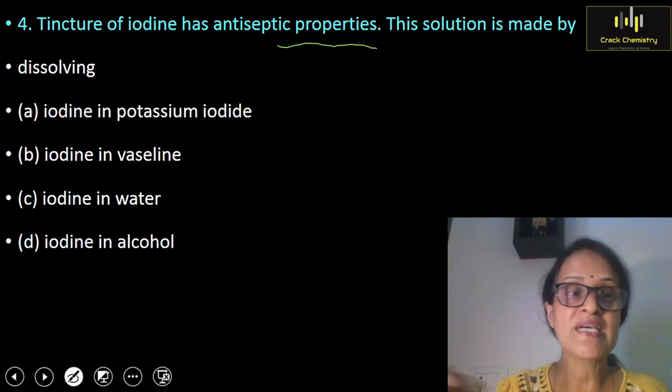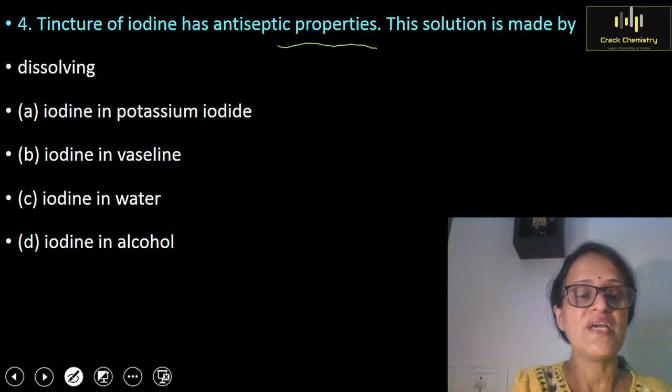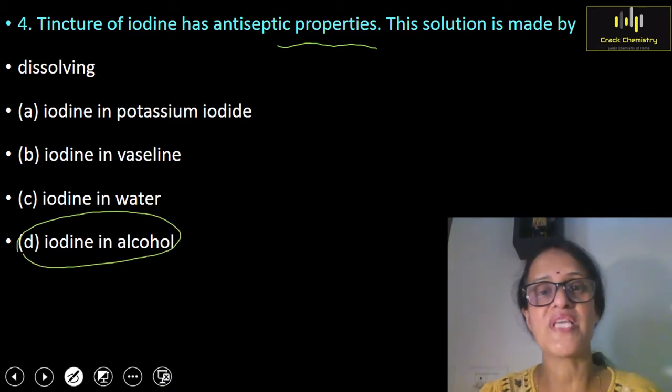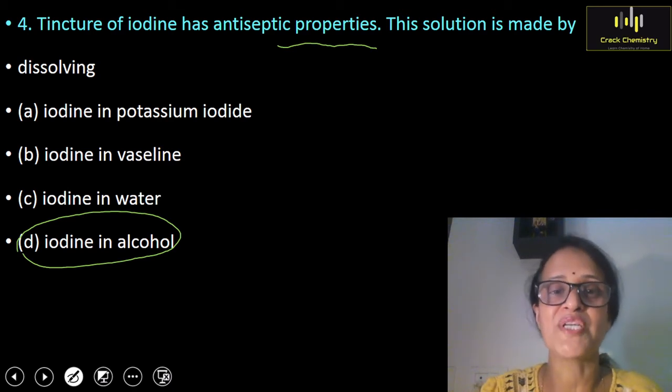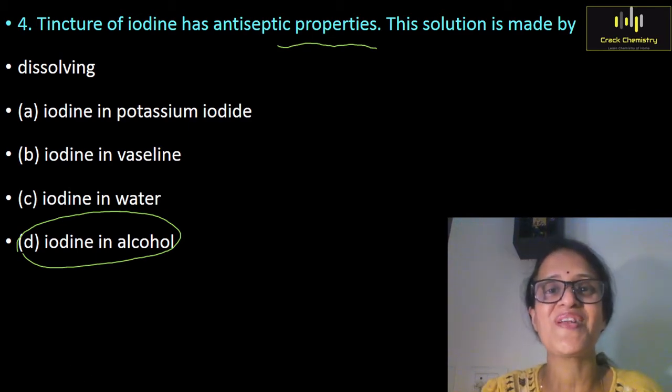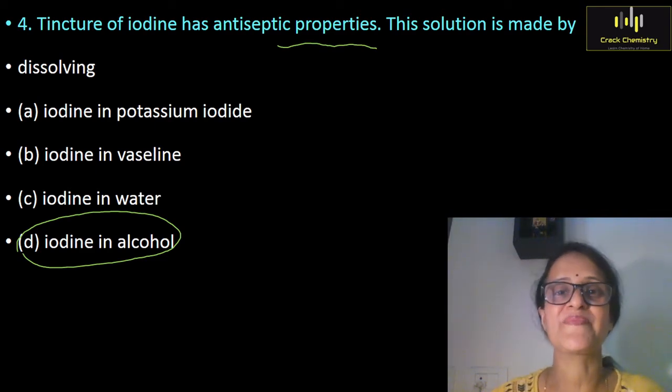So the correct option is option D, iodine in alcohol. And which alcohol do we use? We use an ethanol and water mixture. So iodine is dissolved in a mixture of ethanol and water, and the resultant solution is called tincture of iodine, or simply tincture iodine, and it has antiseptic properties.